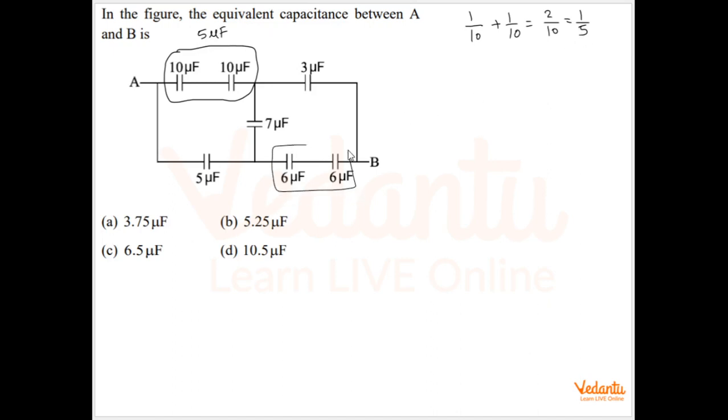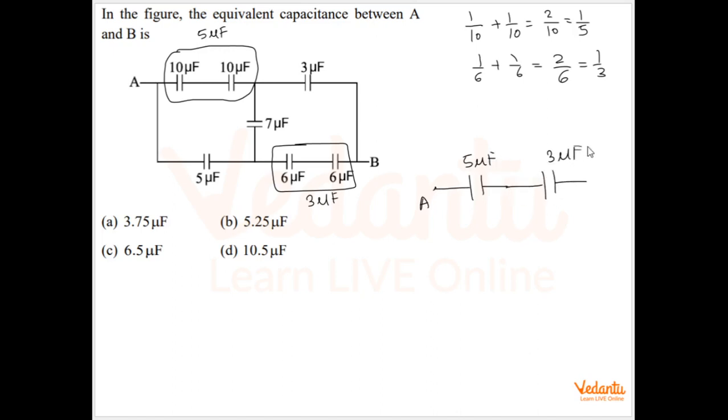The equivalent of these two, my dear bachalog, will be 3 microfarads, because 1 by 6 plus 1 by 6 once again will just be 2 by 6. That is 1 by 3. 3 microfarads. So when I redraw the circuit, I will draw A and then 5 microfarads and then 3 microfarads, something like this.